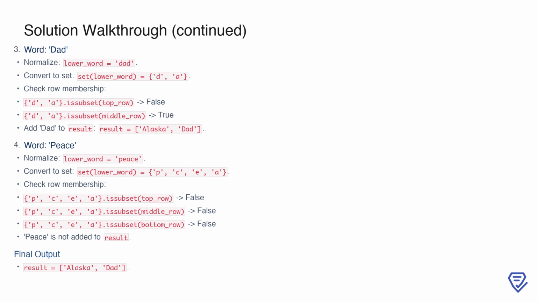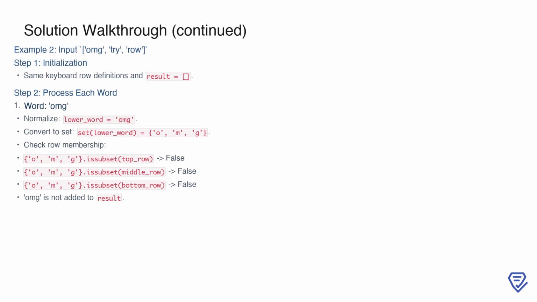The next word is Peace, which we normalize to peace and convert into the set P, C, E, A. Checking the rows, we find that this set is not a subset of the top row, the middle row, or the bottom row. Since Peace does not meet the condition, it is not added to the result list. At the end of this process, our result list contains Alaska, Dad, which is the output for this example. In the second example, we process the input list, OMG, try, row.